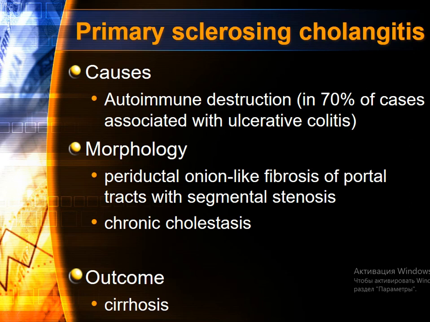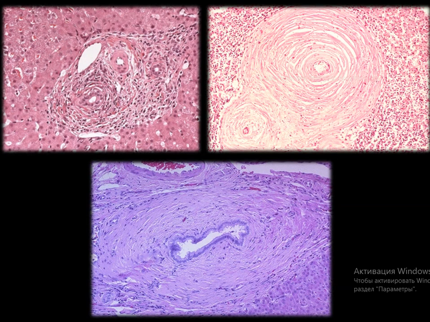Again, the cause is related to an autoimmune process, autoimmune destruction. In 70% of cases, this disease is associated with ulcerative colitis, and it is more typical for men than for women. Morphologically, we will see periductal onion-like fibrosis of portal tracts with segmental stenosis and chronic cholestasis. The outcome is cirrhosis. And in this slide you can see a typical morphological manifestation of this disease.